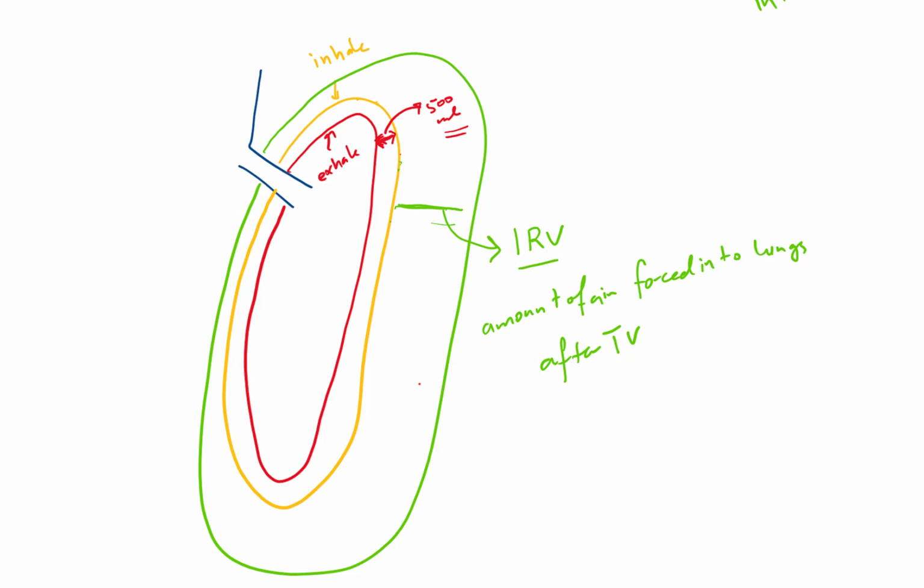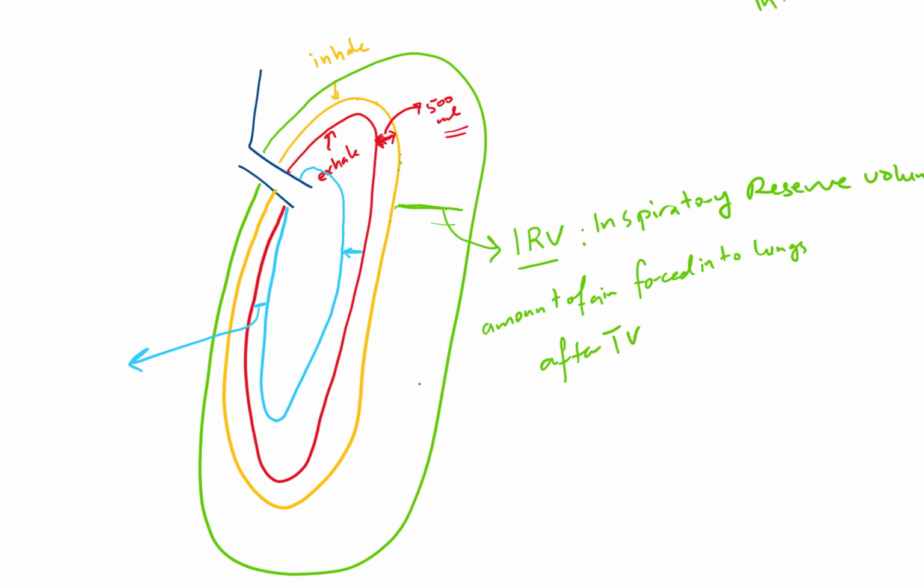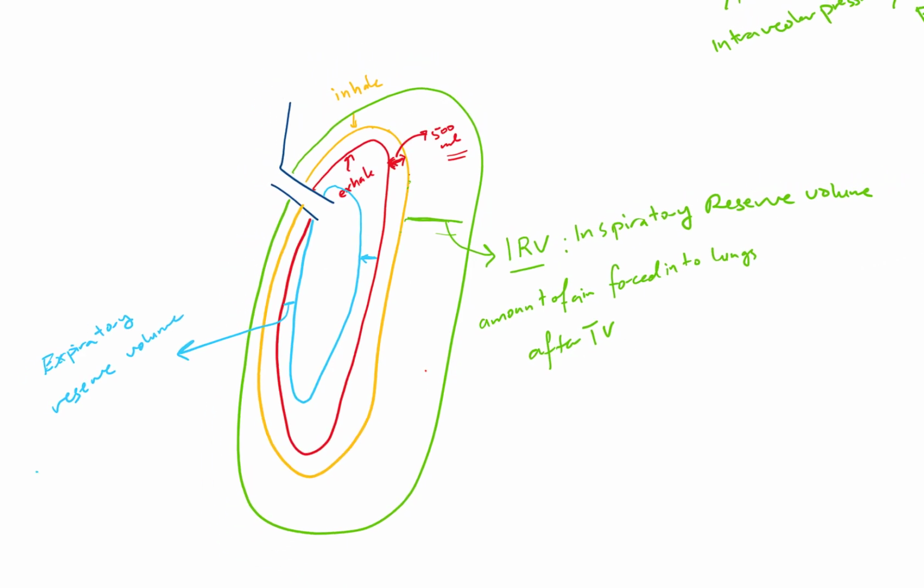Okay? Then there is the expiratory reserve volume. This is the inspiratory reserve volume, and there is the expiratory reserve volume, which is the amount of air that you can forcibly exhale after the tidal volume. This will be the expiratory reserve volume, the ERV: the amount of air forced outside the lungs after the tidal volume. Again, the red line is the end of the tidal volume when we exhale. So there is the expiratory reserve volume. Okay, so this is the ERV.